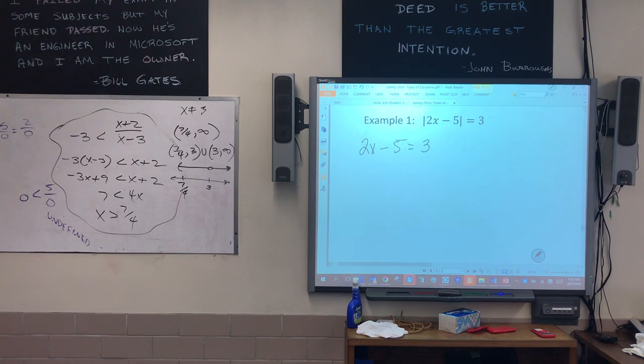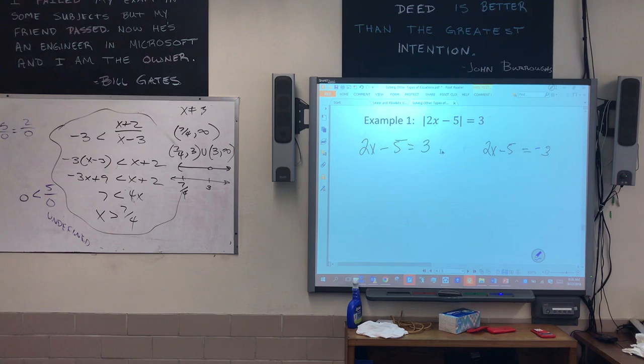So when you remove the absolute value bars, there's a cost for that. The cost for that is that you need a second equation. And that second equation is going to be 2x minus 5 equals 3. But then you have to negate, you have to multiply one of your sides by a negative. It doesn't matter which one. Which one would be the easiest to multiply by a negative? The 3, right? Okay. But you can make the one on the left, negative 2x plus 5 equals positive 3, and get the same result. Okay? But you need both those.